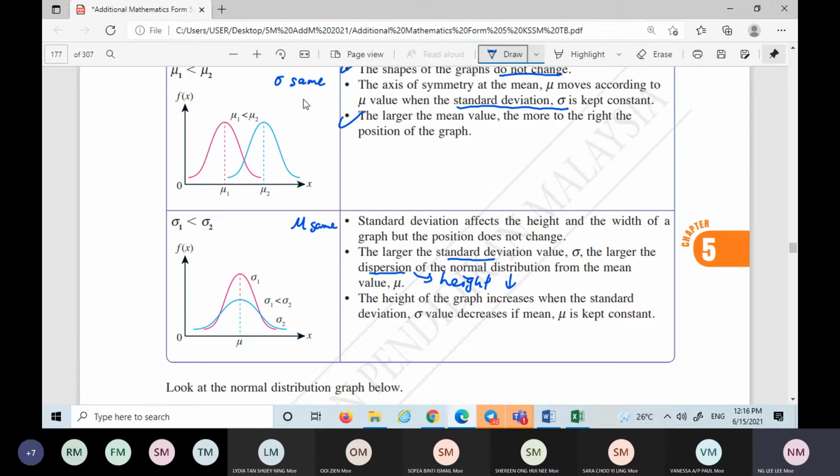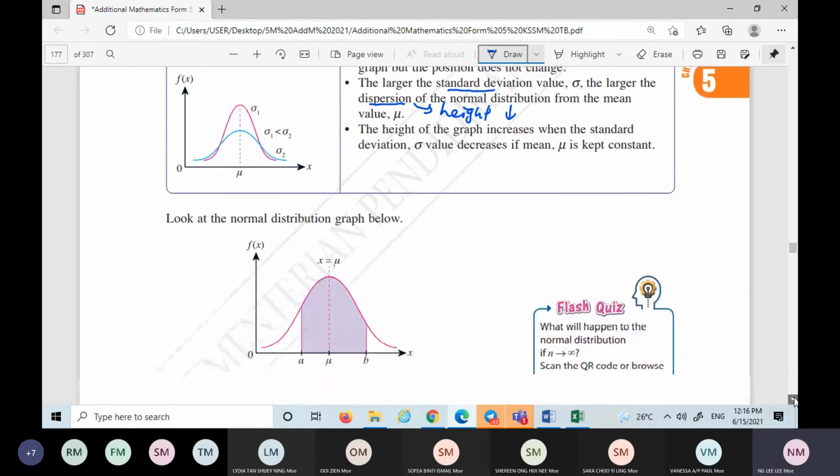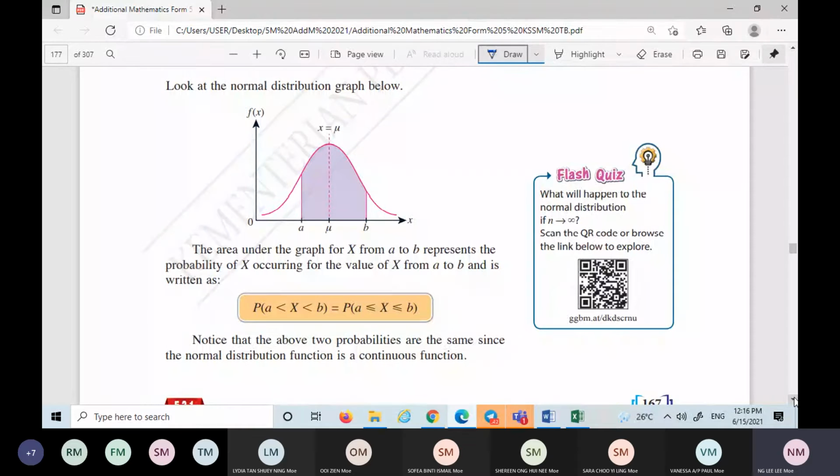When you keep the same standard deviation but a different mean, what will affect the graph? And if you keep the mean the same but a different standard deviation, how will it affect the graph? These two you have to know. Okay, next we look at this.